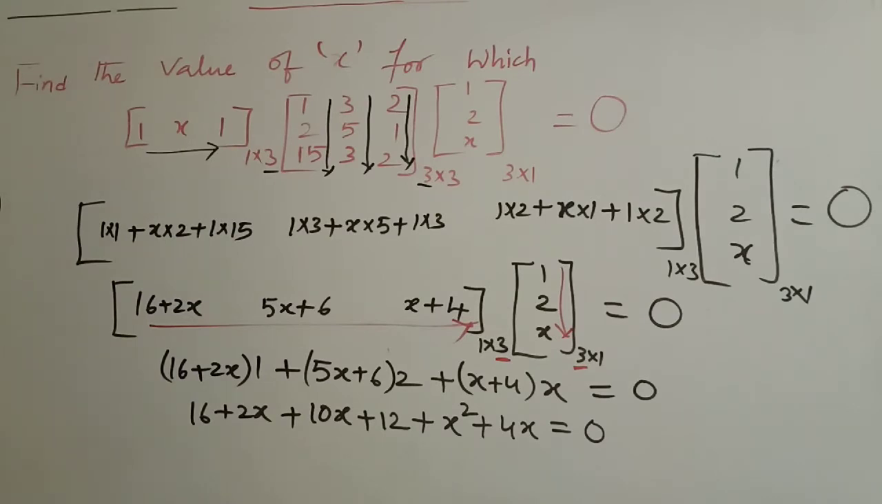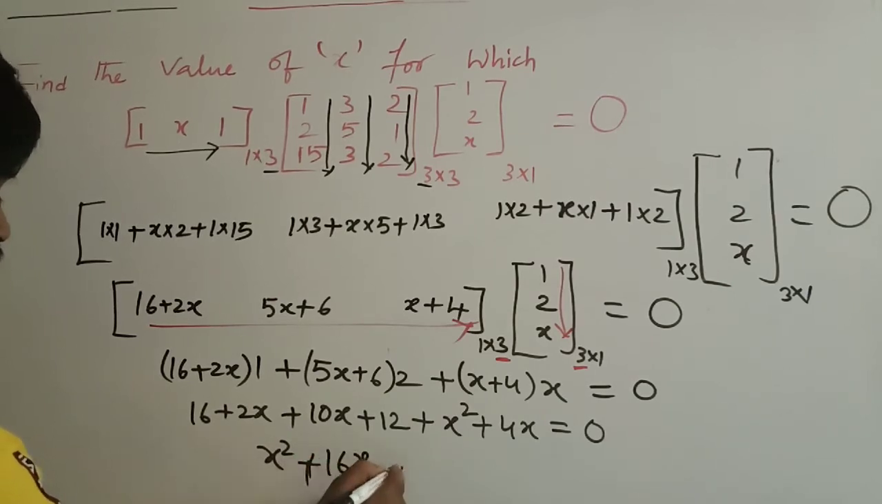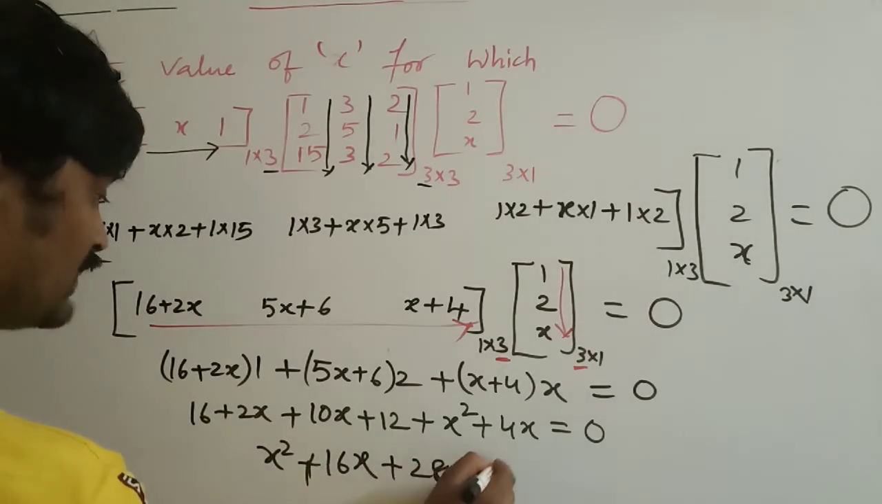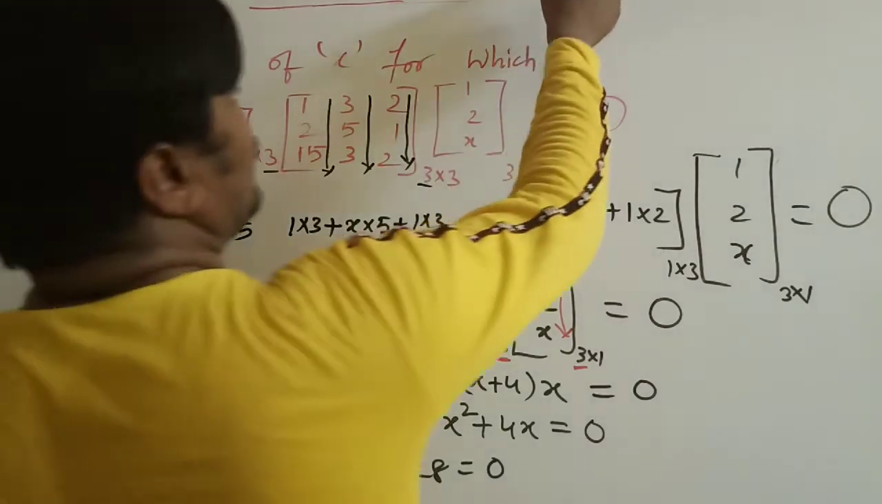Now write in order. First write x square plus how many x? 2x plus 10x, 12x, 12x plus 4x, 16x. Then 12 plus 16 you get as 28, that is equal to 0. Now take factorization, that means split the middle term and then find your answer. Here 14 twos are 28, so 14 and 2 we can use.